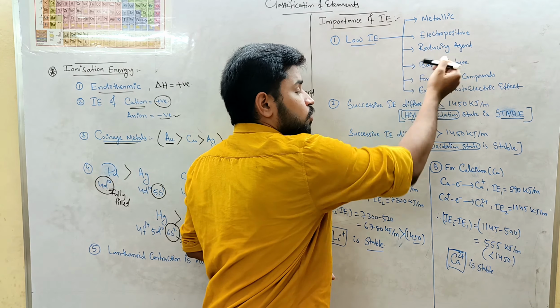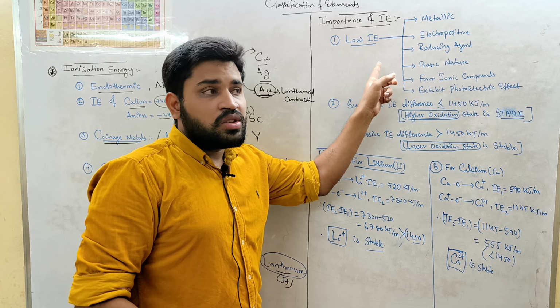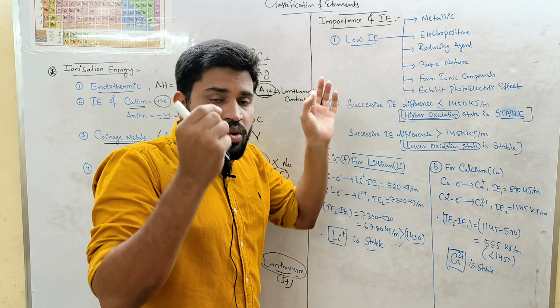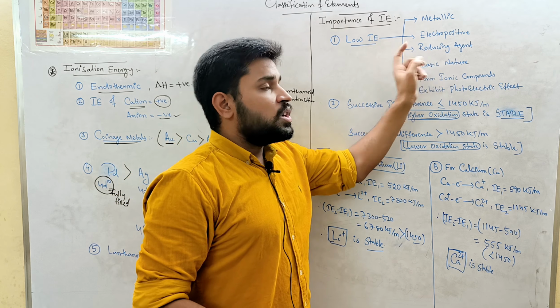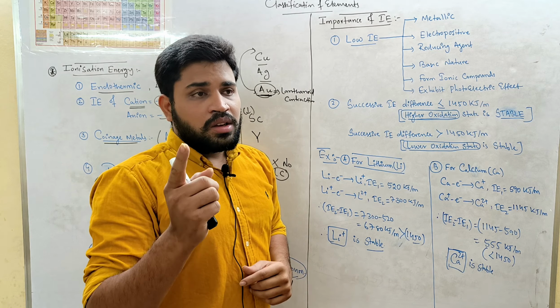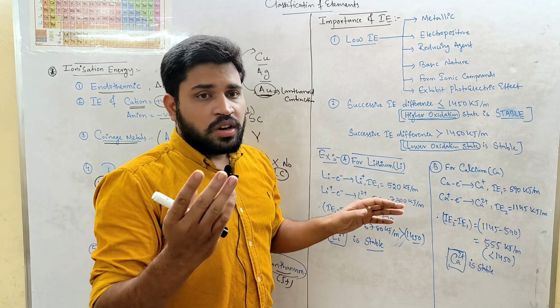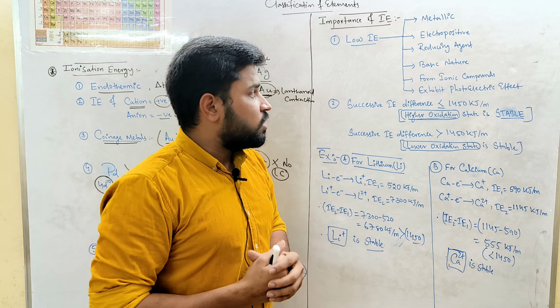So when can an element easily lose electrons? When it has low ionization energy. So those elements which have low ionization energy can act as better reducing agents. But the exception is lithium. Why? We will discuss later, it is because of its high hydration energy. In s-block elements we'll discuss.